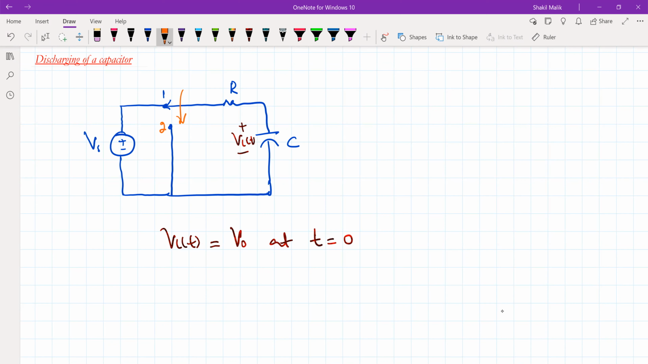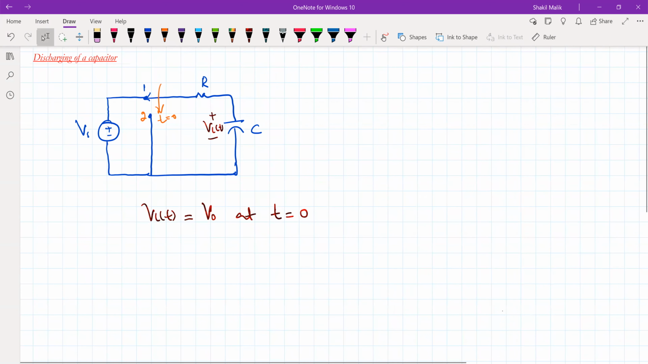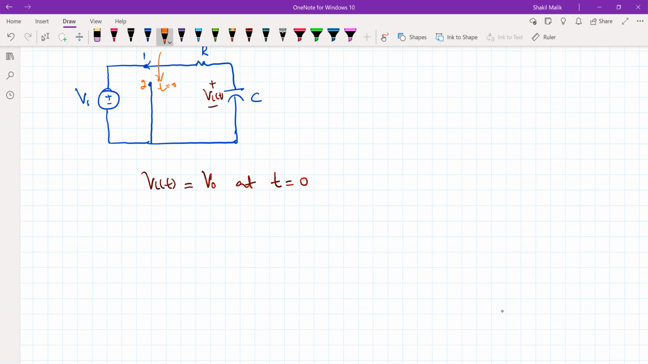Well, for t greater than 0, what does the circuit look like? The switching action takes place at t equal to 0, and we are assuming the capacitor is charged to some voltage V0 at t equal to 0, and we are changing the position of the switch from 1 to 2. The equivalent circuit looks like this. This is the RC circuit, and now the switch is connected to position 2.